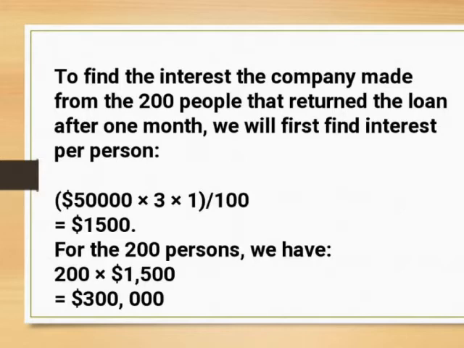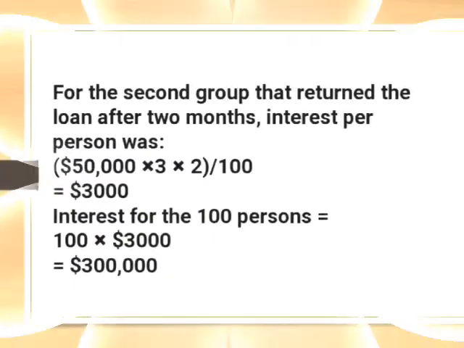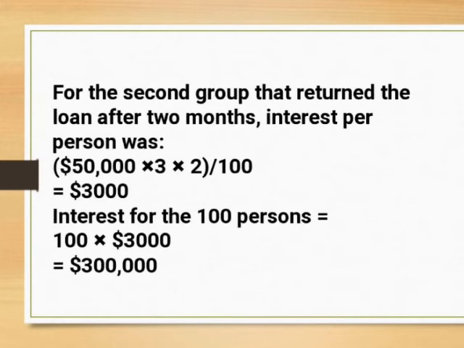For the second group that returned the loan after 2 months, interest per person was $50,000 times 3 times 2 all over 100. This will give us $3,000. Interest for the 100 persons equal to 100 times $3,000. We are multiplying by 100 here, so we'll have $300,000.